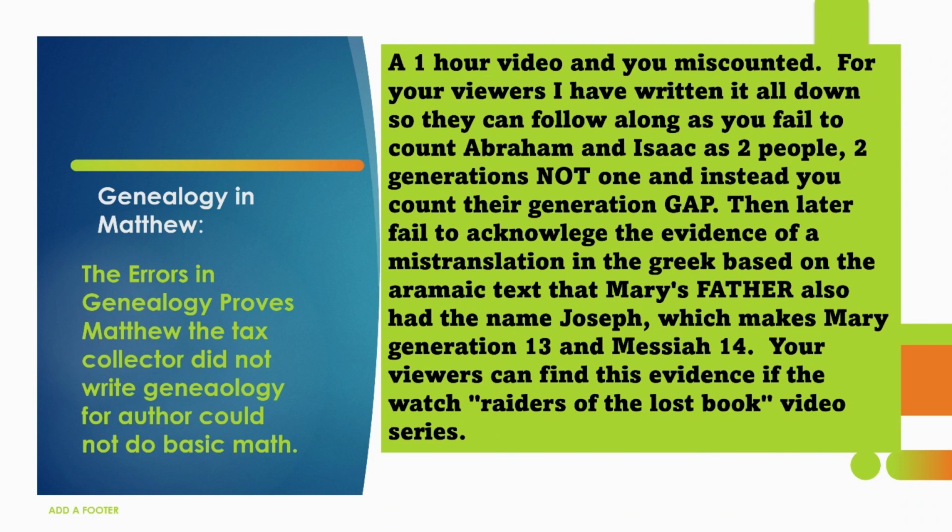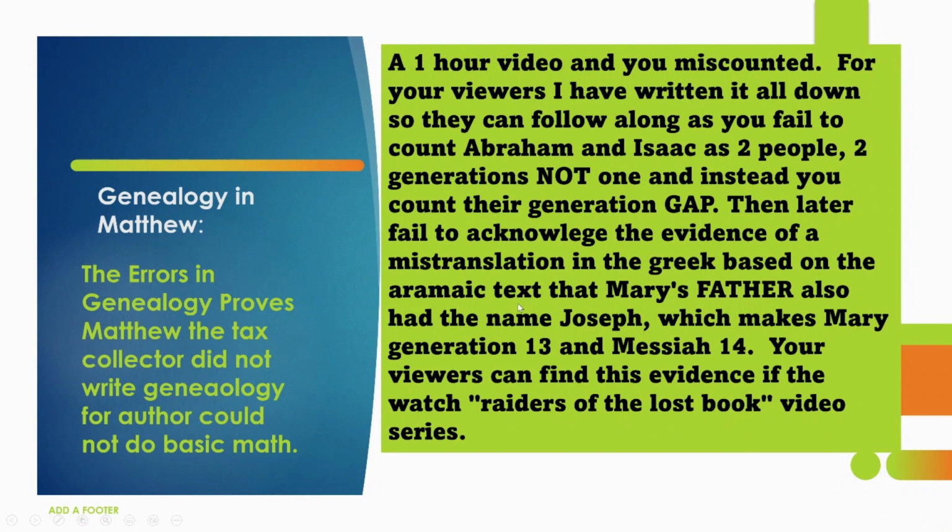Okay. So here's what he wrote me, and I'm going to read you much of it, not all of it, but you can screen capture as I go through it if you want to read it in detail. He says, a 1-hour video and you miscounted. For your viewers, I've written it all down so they can follow along as you fail to count Abraham and Isaac as two people, two generations, not one, and instead you count their generation gap. I'm not sure what he means by that. I think he's saying you should count their generation gap.